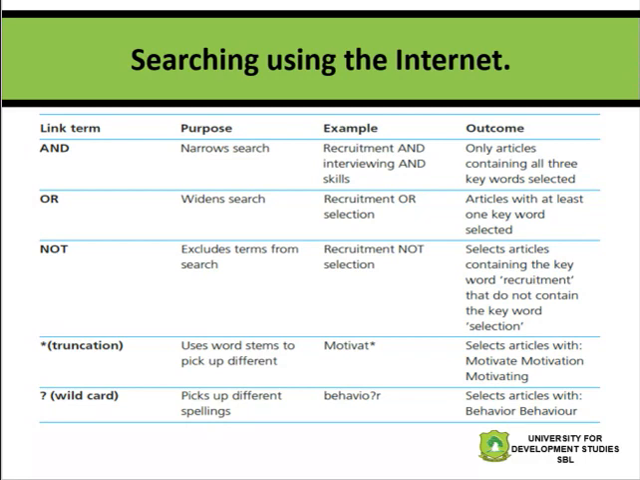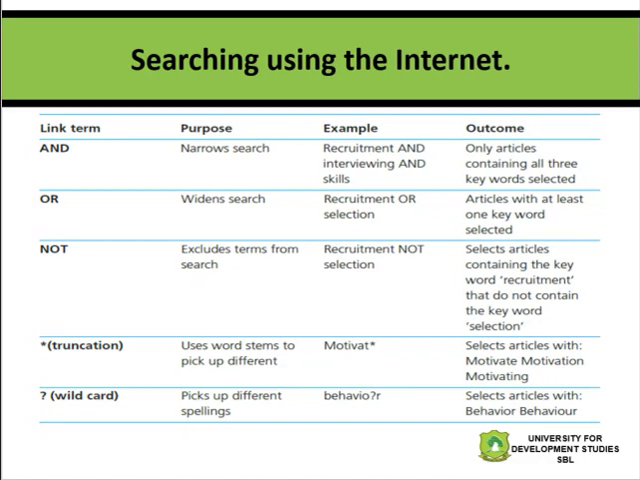Alternatively, I can also use OR as a Boolean operator. And when I use OR, it will widen my search. So for instance, if I was looking for literature on recruitment selection, and I separate the two terms, recruitment and selection, by the Boolean operator OR, the outcome will be that it will return articles with at least one of the keywords. So it will return articles with at least the word recruitment or the word selection in them.